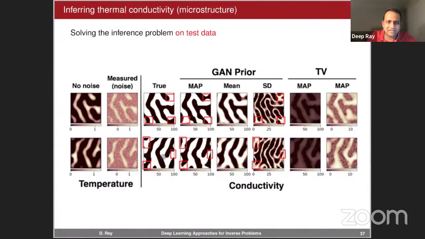And again, we did the same thing with another sample of kappa. Again, it got a few things wrong at the boundary, but the standard deviation in those regions was high. And you can again compare this to a usual TV regularization approach, in which case you don't even get the right intensity of kappa. The maximum intensity that we actually got was 12, but it should actually have been 100. So in this case, again, you can see, at least for this example, GAN as a prior is useful because it's giving you a good reconstruction and is also telling you the reliability of the reconstruction at a pixel-wise level.